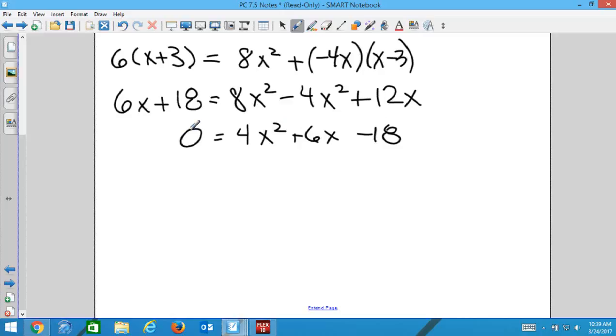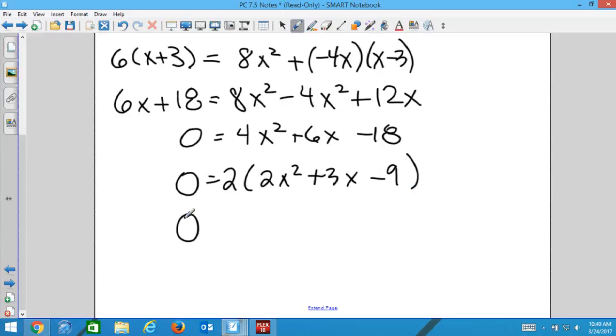Our choices are factoring or quadratic formula. I like factoring if it works. Let's see if it works. Is there a GCF? Yeah, two. So now we have 2x squared plus 3x minus 9. And then we're going to factor this by guess and check if possible.